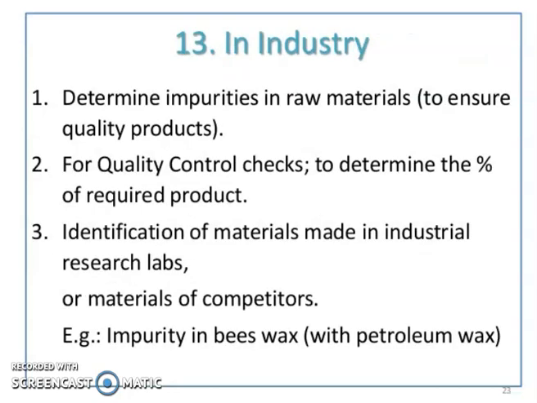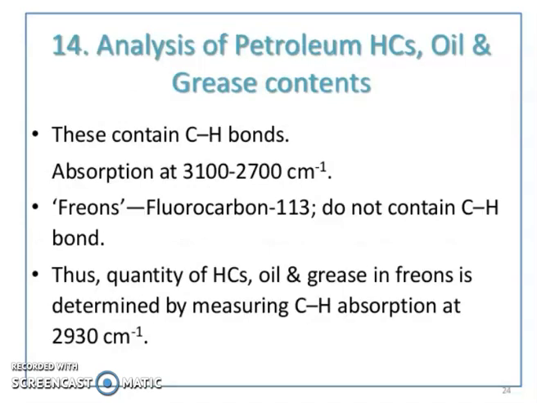So, in industries, determine the impurities in raw materials. For quality control, check to determine the percentage of required product. Identification of material made in an industrial research lab or material of competitors. Analysis of petroleum, hydrocarbons, oil and grease contents. These contain CH bonds, absorptions at 3100 to 2700 inverse centimeter. Freons, fluorocarbons do not contain CH bonds. Thus, the quantity of hydrocarbons, oil and grease in freons is determined by measuring CH absorptions.